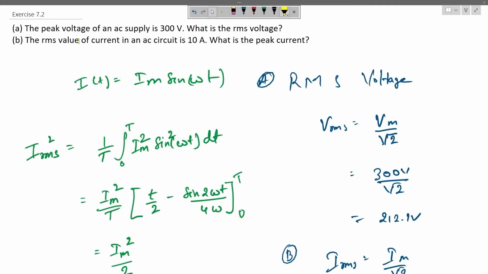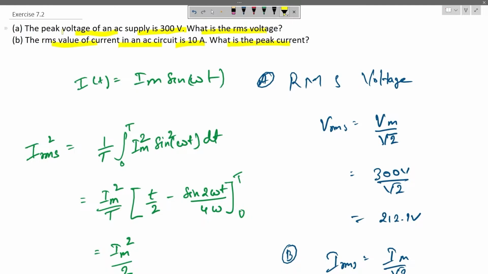The question is saying that the peak voltage of an AC supply is 300 volt. What is the RMS voltage? And the RMS value of the current in the circuit is 10 ampere. What is the peak current? So we saw this derivation of the RMS value of current in the earlier question. Now RMS value in AC current is used to make it equivalent to the DC current, so that the formula for current and power can be used.